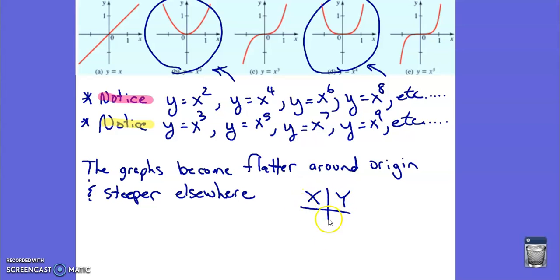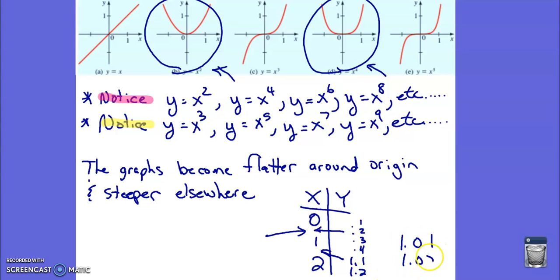Now, something I want to emphasize to you, a lot of times we plug in 0, 1, 2, but don't forget about all the numbers in between there, like 0.1, 0.2, 0.3, 0.4. Don't forget all those decimals are in there. So what happens when I plug 0.1 in? What happens when I plug 0.2 in? And the same thing in between here. We have 1.1, 1.2, and even like 1.01, 1.02, and even 1.001, 1.002. I mean, what happens to the graph when you plug these numbers in? That's what you can see, the relationships. It becomes flatter around the origin and steeper elsewhere.